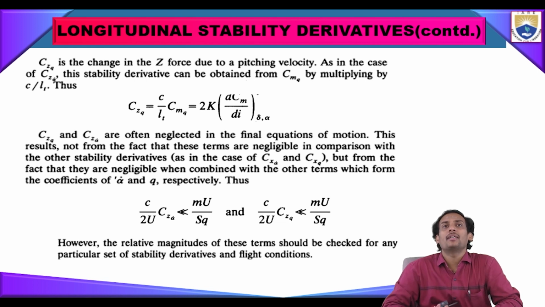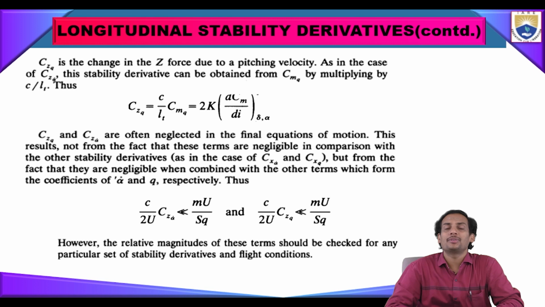So that CZQ and CZ alpha are often neglected in the final equation of motion, not because of the fact that these terms are negligible in comparison with other stability derivatives, but from the fact that they are negligible when combined with other terms, which form coefficients of alpha dot and q respectively. So then finally we will have C by 2U into CZ alpha is very much less than MU by SQ. And C by 2U into CZ Q also very much less than MU by SQ.